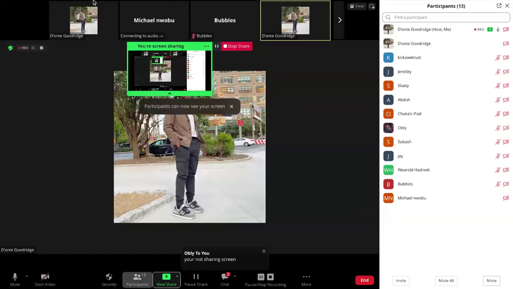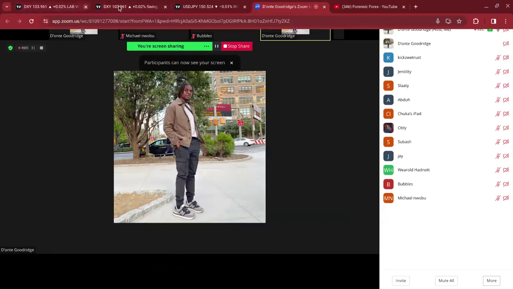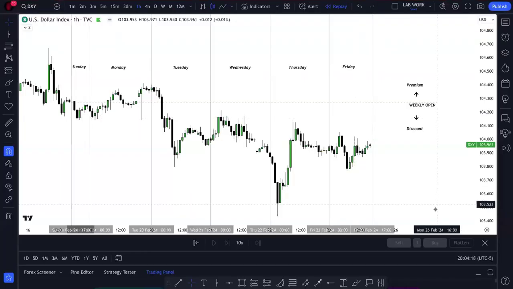Am I showing a chart? I am showing a chart. You are not screen sharing. I thought I was. All right, cool. We'll just have to edit that out then. It's all good. You guys can see it now, right? I'm always doing this. I'm such a goof, man. Cool. All right.